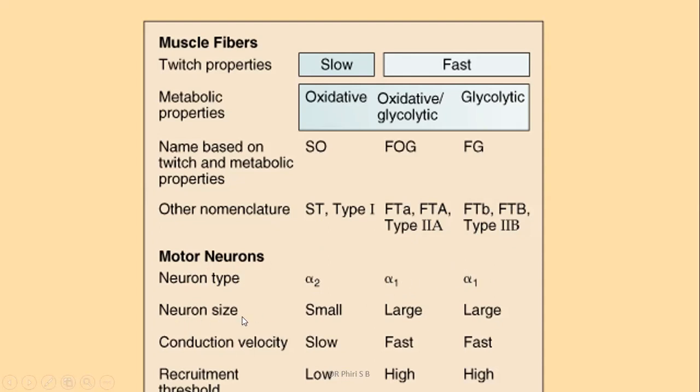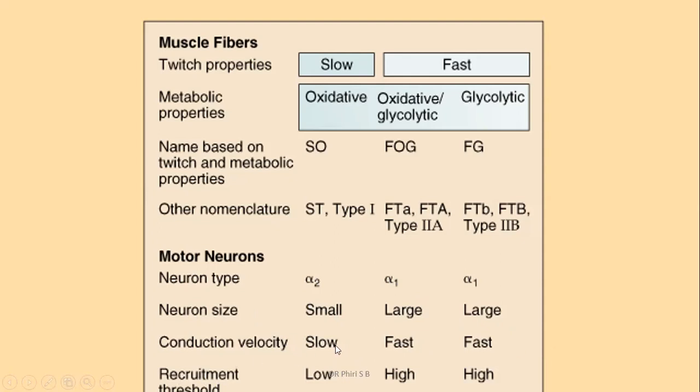The neuron size: the alpha neuron type 2 is small, and the alpha neuron type 1 is larger. So they are large in terms of size. The conduction velocity is affected by the size. So the larger, the faster. The smaller, the slower. So the small ones will be slow, and the larger ones will be fast in terms of conduction velocity.